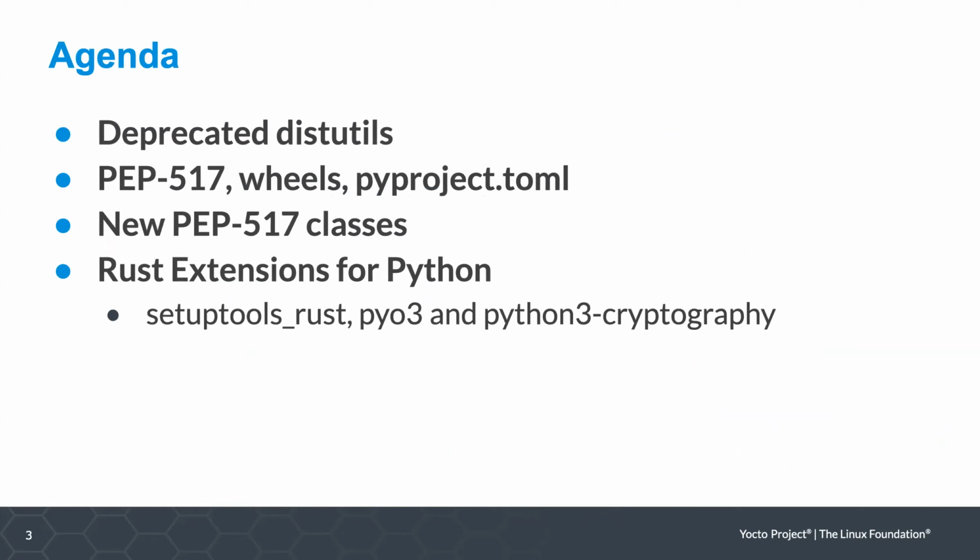So go ahead. So basically, a quick agenda. We'll talk about what has happened upstream in Python, what they have deprecated, what the replacements are, what we've done to handle this, and then talk about the extra pain of Rust and Python together.